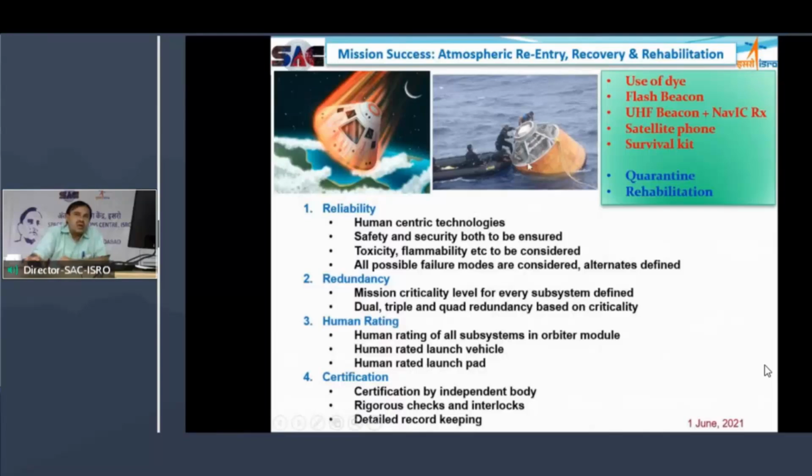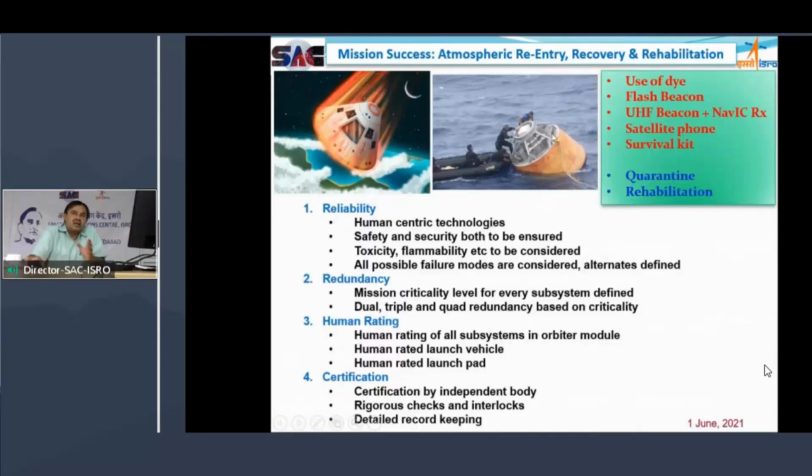But what I was trying to convey is how navigation plays a role when it lands inside the sea: where it has landed. Our Coast Guard and Navy will be active, so that they immediately rush toward that crew module and bring it back. We did this experiment during our space recovery experiment earlier. In the last couple of years, we have been doing all these recovery experiments also.